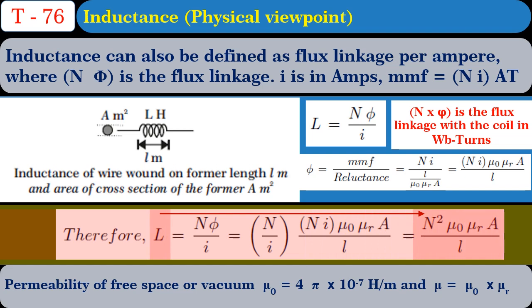r into A divided by l, where mu naught into mu r is the permeability of the medium on which the coil is wound. Mu naught is the permeability of free space and is equal to 4 pi into 10 to the power of minus 7 henries per meter.